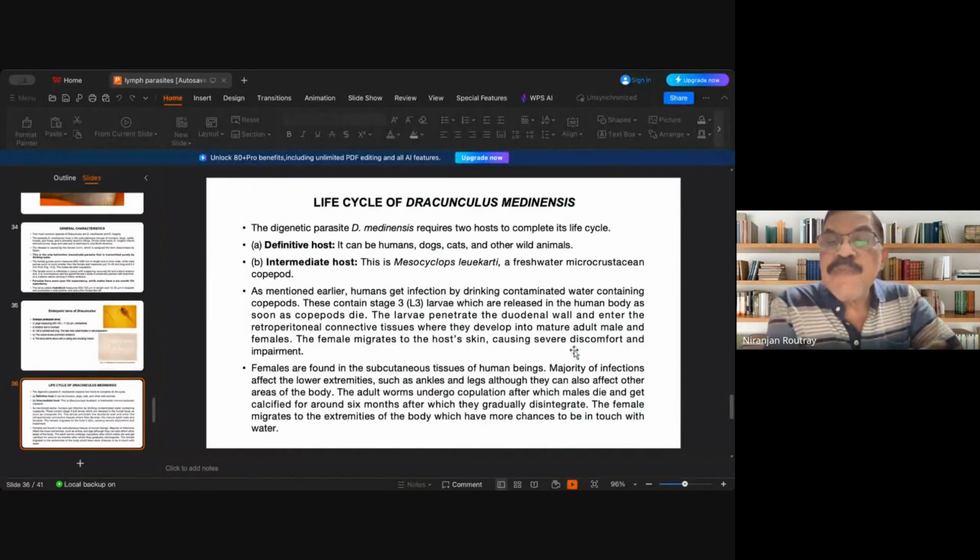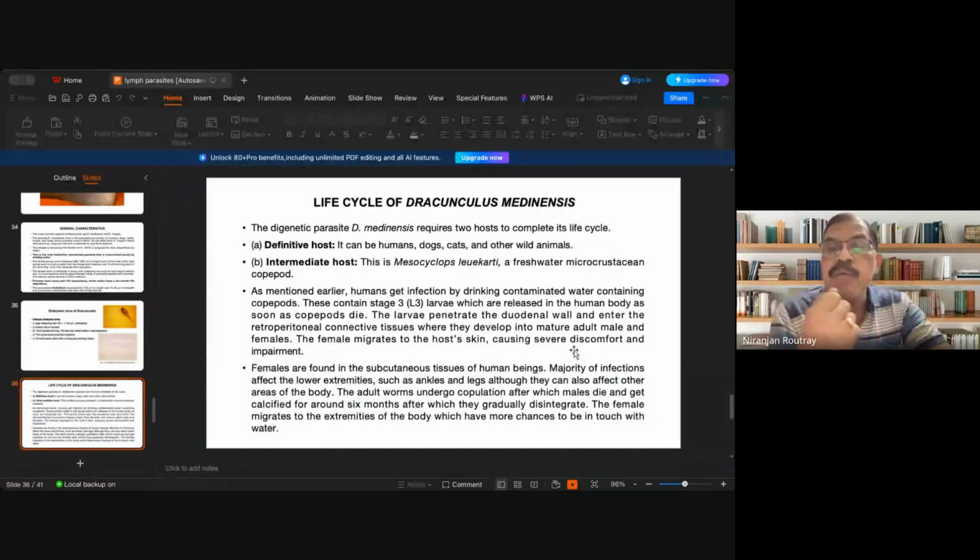And humans get infection by drinking contaminated water which contains this infected copepod. These contain stage 3 larva, L3 larva, which are released into the human body. So the larval stage inside the copepod is L3, and this L3 is released when we drink contaminated water. Along with the water, we take a copepod.